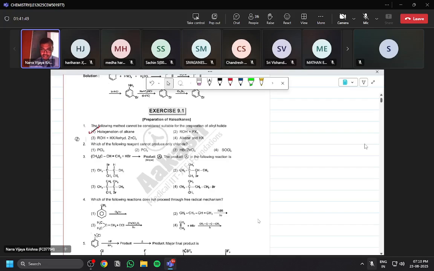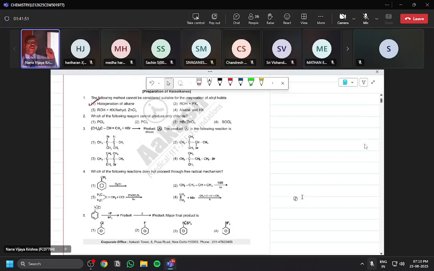Which of the following reagent cannot produce only chloride? If it is HBr in presence of ZnCl2, what you will get? Alkyl bromide. PCl5, yes, you can get chloride. PCl3, you will get SOCl2. What is the name of reaction? Darzens. Reaction proceed via SNi mechanism. Correct? So answer should be option 3. Next.